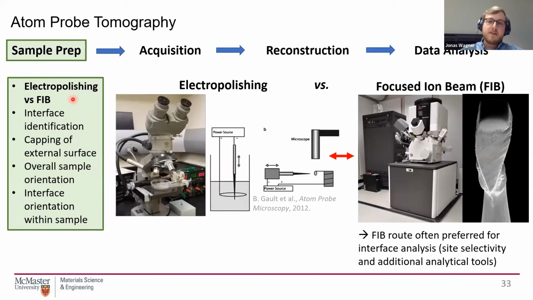Usually in atom probe, we have the choice between two different sample prep roads: electropolishing versus FIB. For interface analysis, we would usually choose the focused ion beam road just because we can target a specific interface much more easily. And also in the FIB instrument itself, we might have access to different analytical tools like EBSD, for example, that can further help us to find our interface.